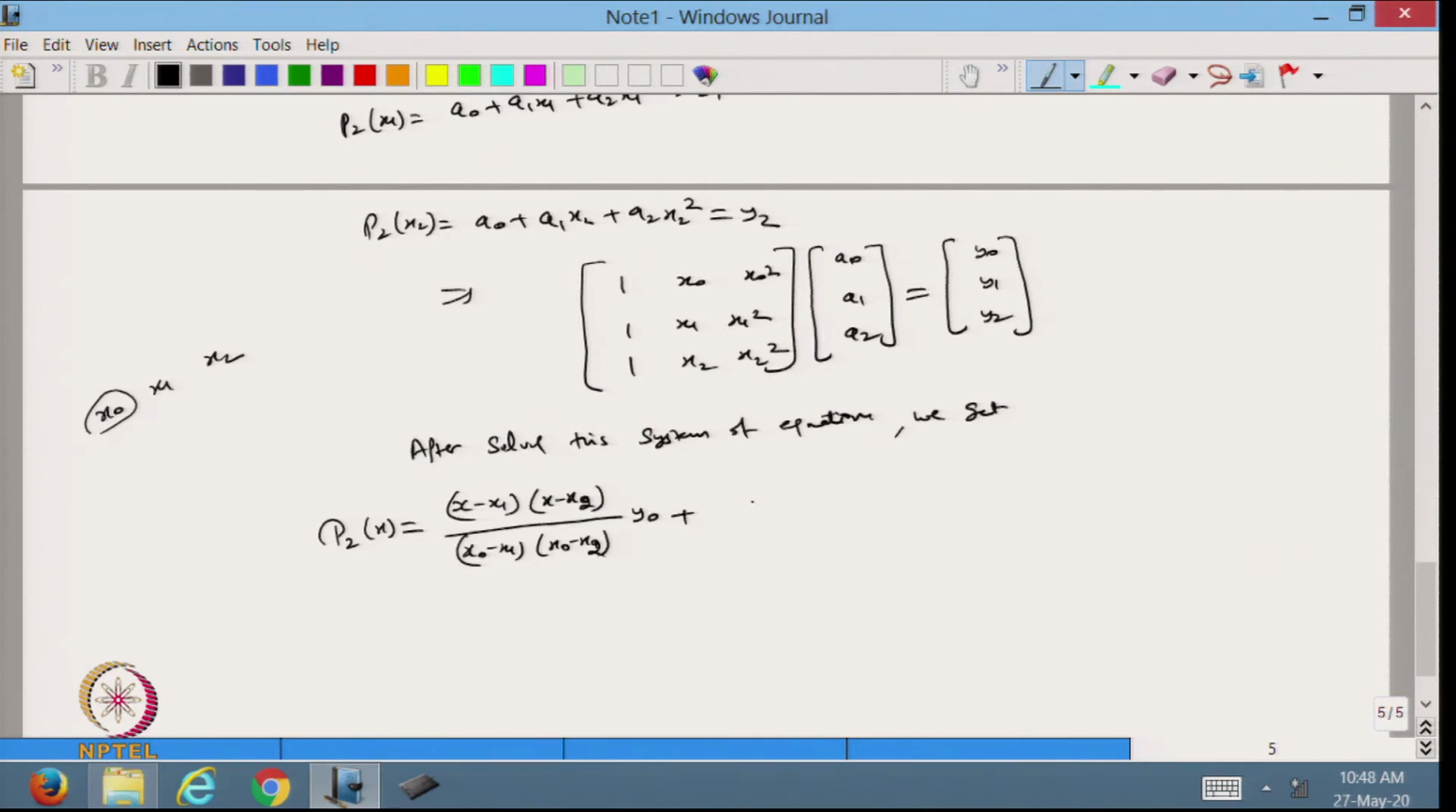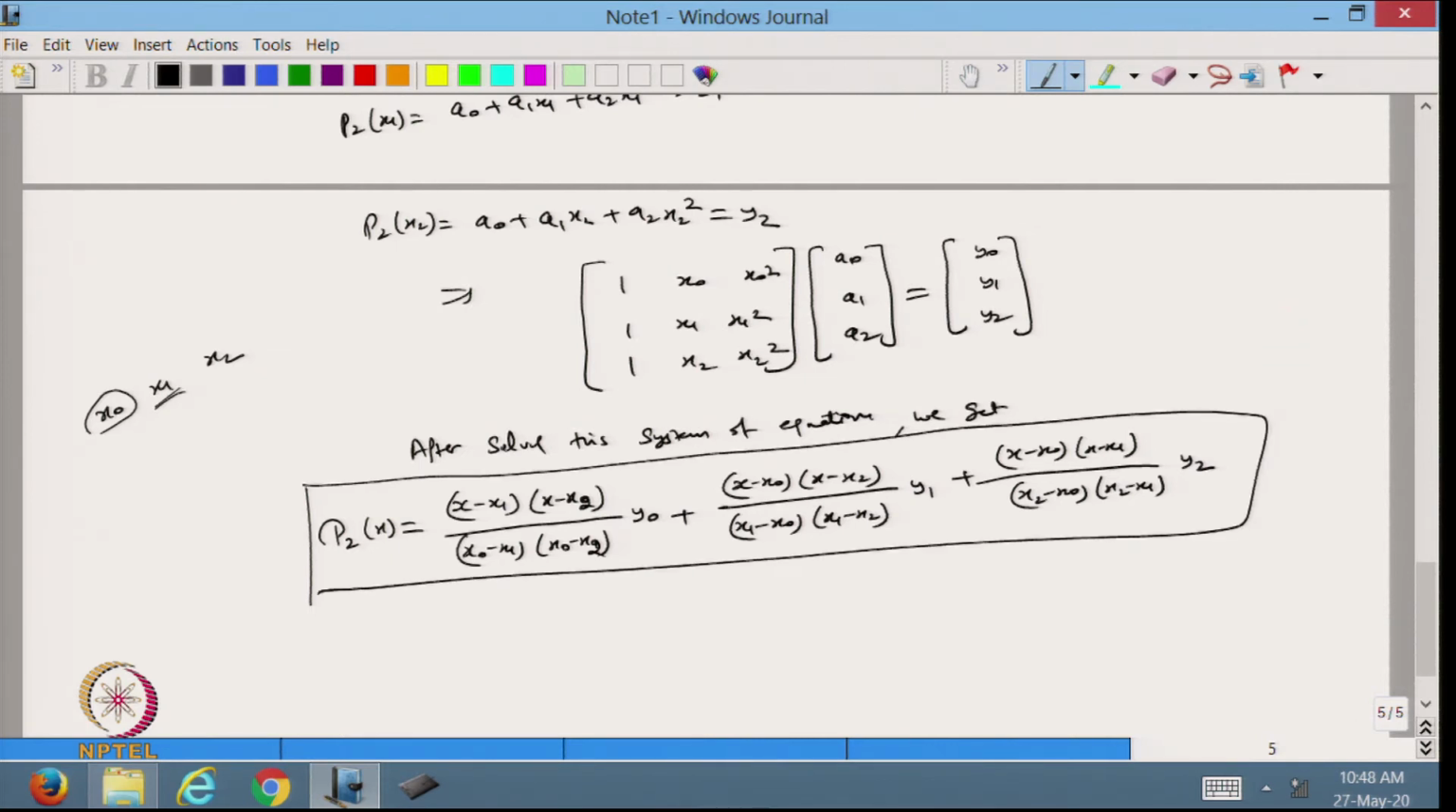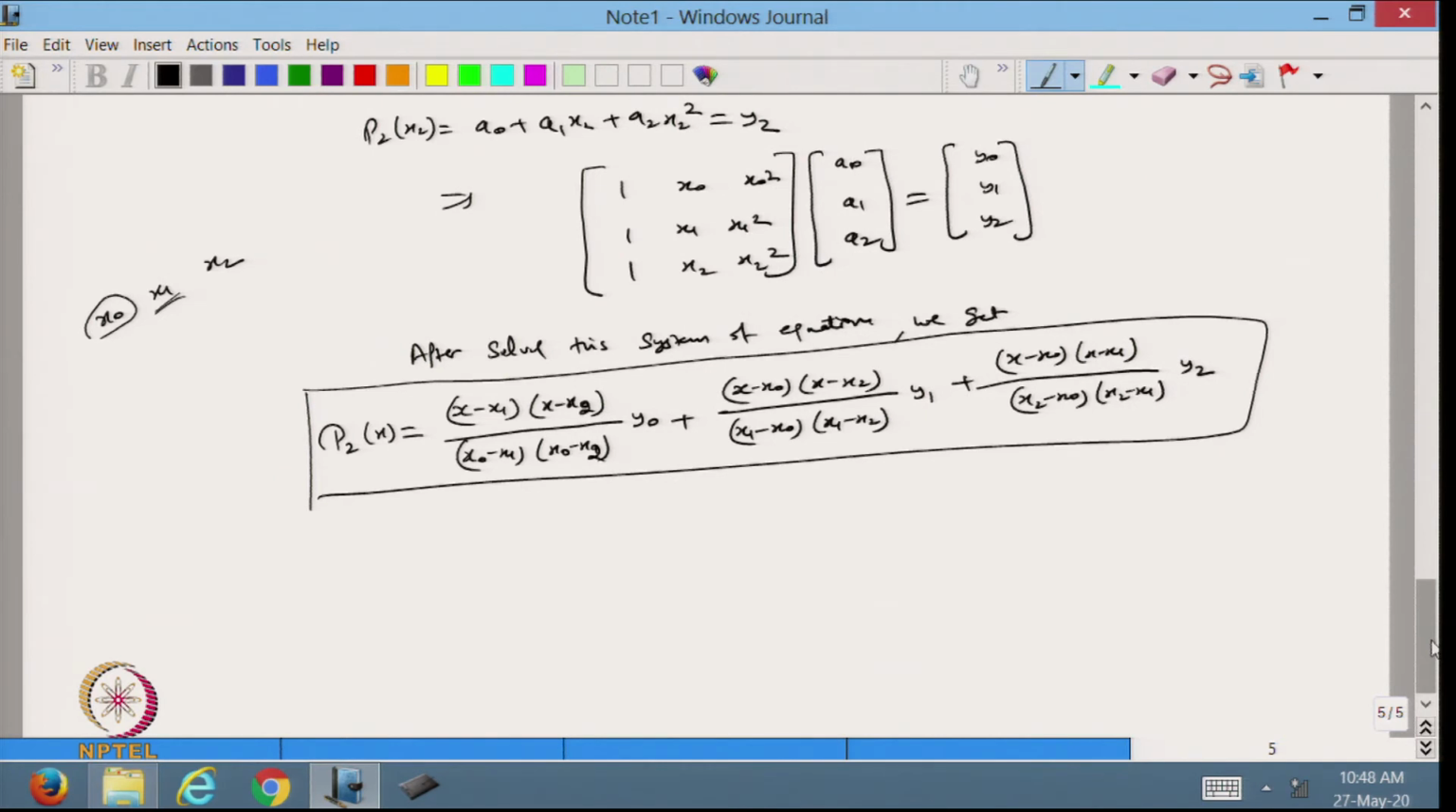Now I write the coefficient of y1. So I will leave the x1. So I will write x minus x0, x minus x2, and then I put x1 minus x0 and x1 minus x2, and that is y1, plus x minus x0, x minus x1 divided by x2 minus x0 and x2 minus x1, and that is y2. So that is the quadratic interpolating polynomial we can write directly with the help of the previous example, the linear interpolation.